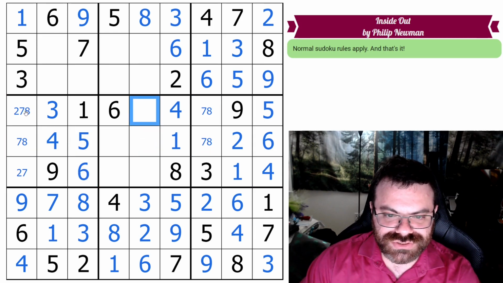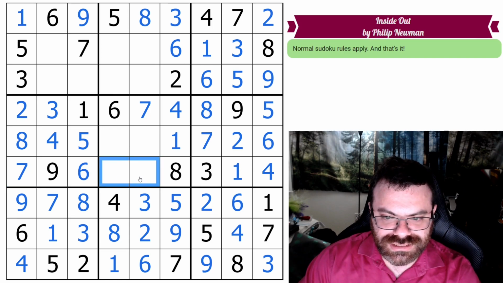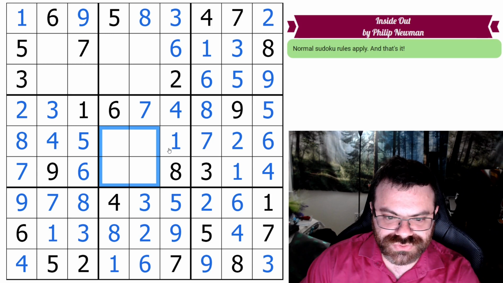So what do we need here? 2, 7, or 8. So that can't be 8 or 2. So that's a 7. This is 8 and 7. This is 8. This is 2 and 7. And in this box, let's just see what we need. We need a 2, which is going to go here. We need a 3, which goes here. We need a 5, goes here, and we need a 9.